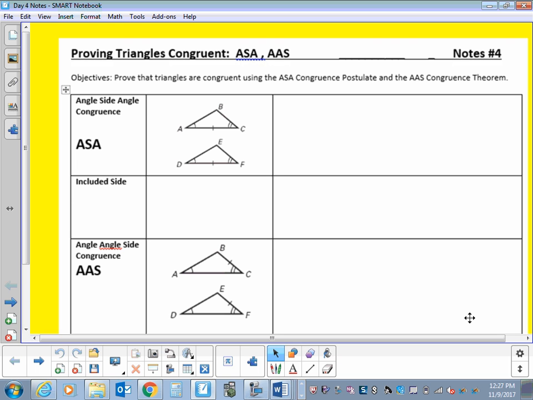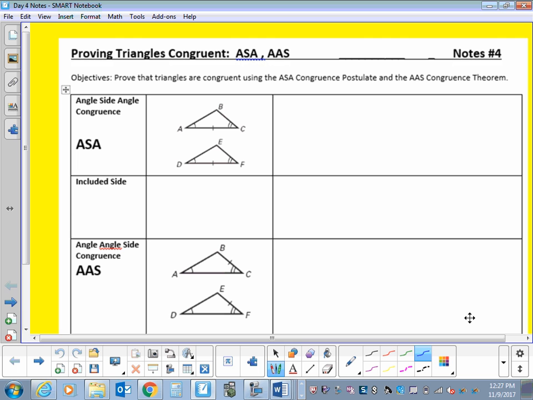Alright, so today we're doing basically the same thing we did last time. We did these three: side, side, side; side, angle, side; hypotenuse, leg. Now we're adding angle, side, angle, and angle, angle, side. That's it. It's only 5 of them.